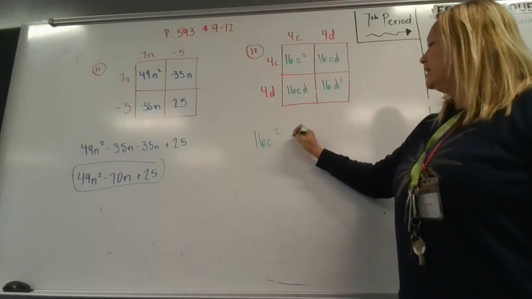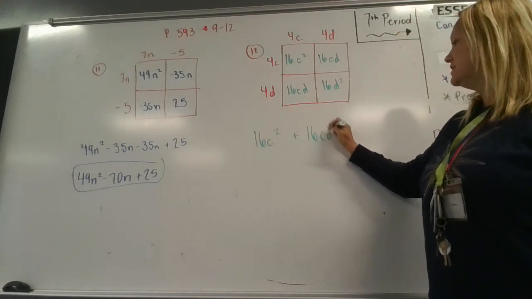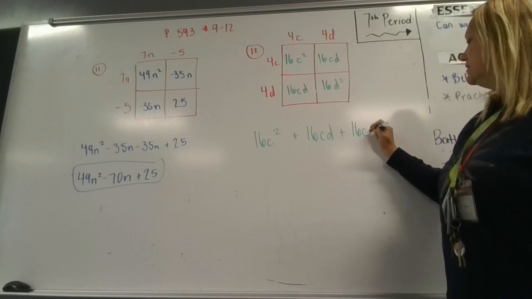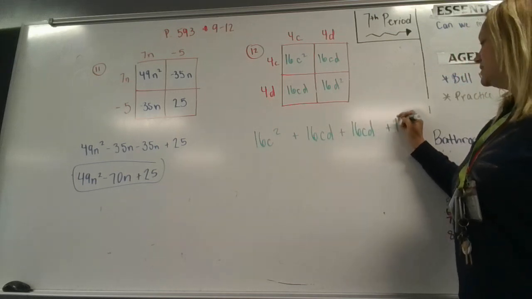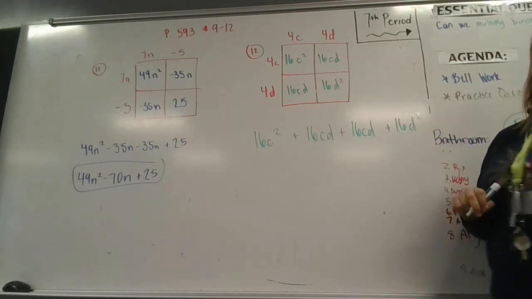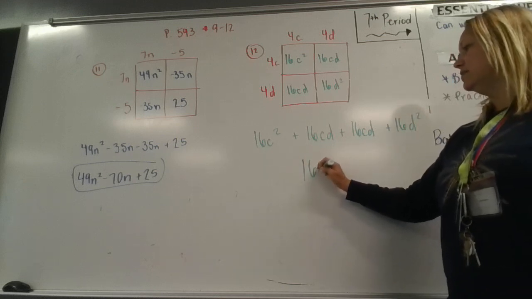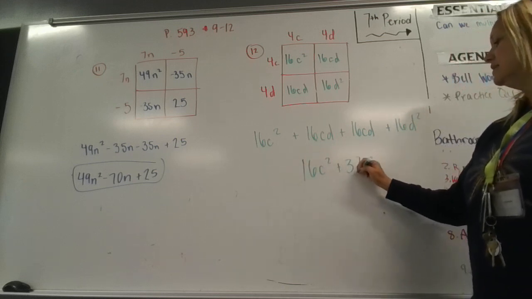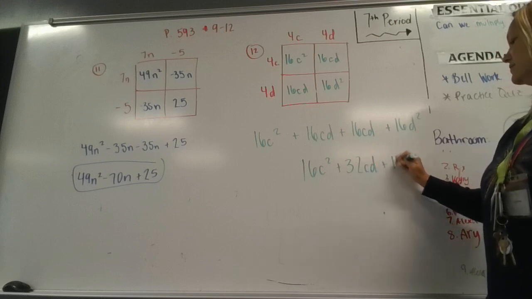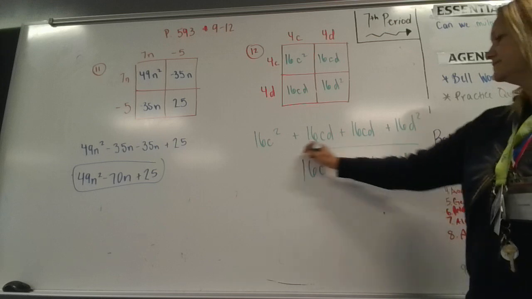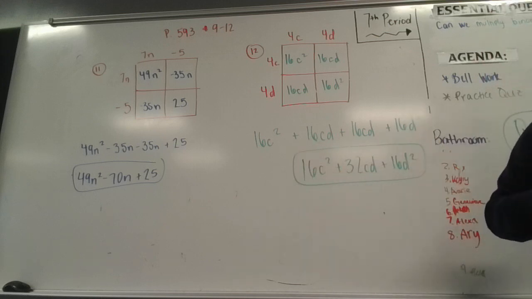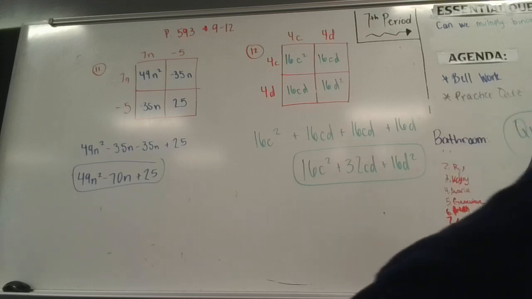16c squared plus 16cd. 16cd plus 16d squared. The middle is still the same. We can still combine like terms and make 32cd. All right, very good job.